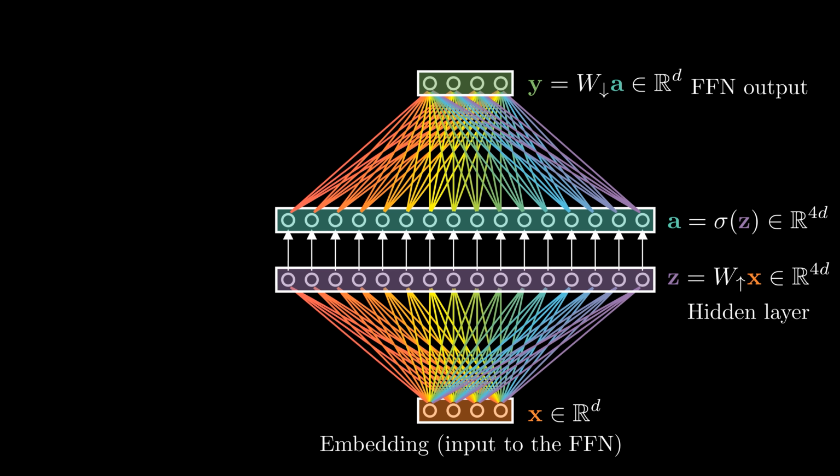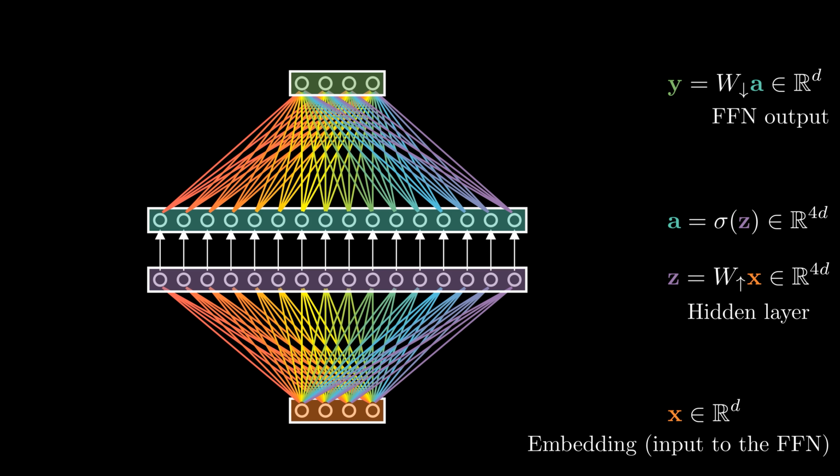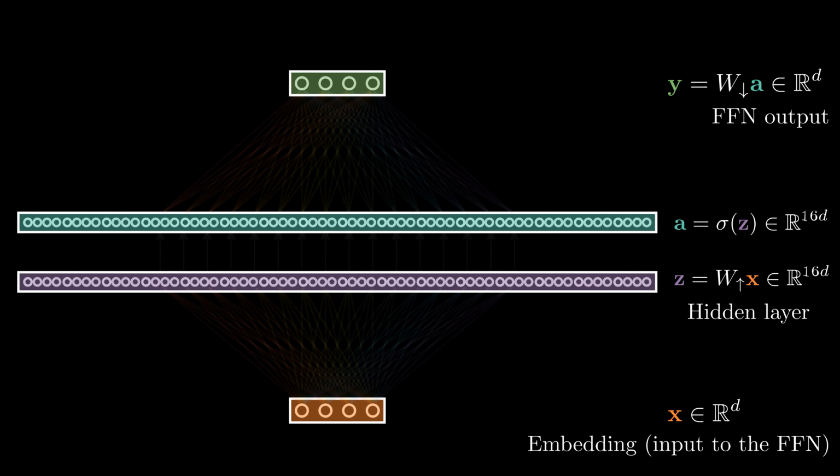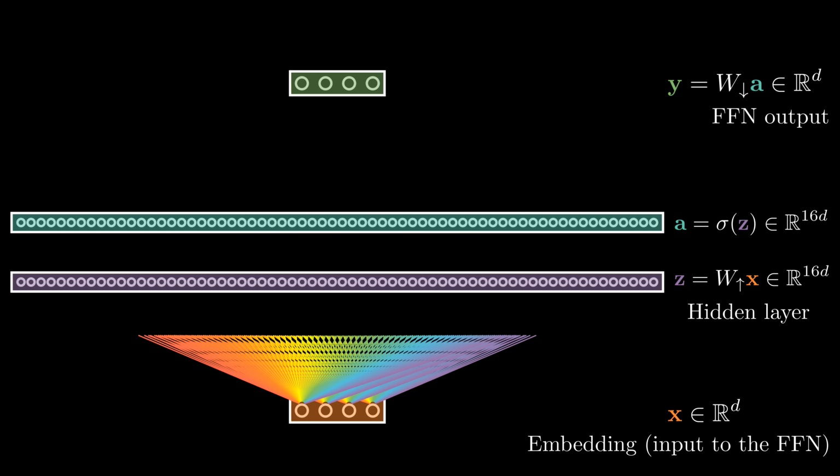With this understanding, a natural approach to improve a model's capability is to increase the hidden dimension of the feedforward network.